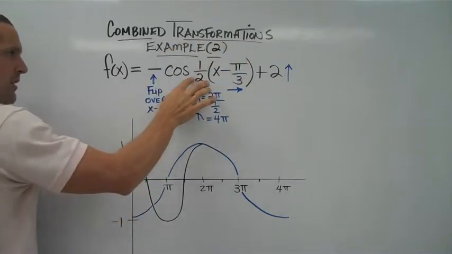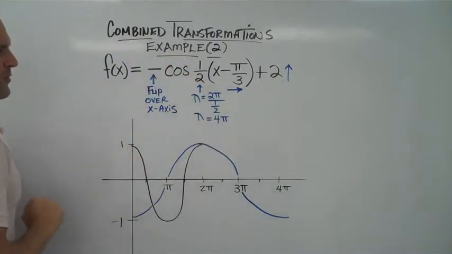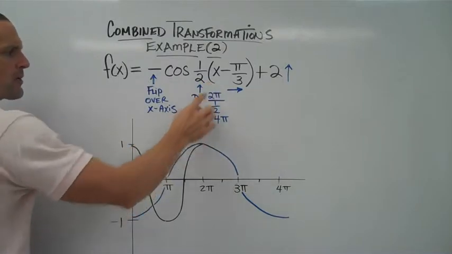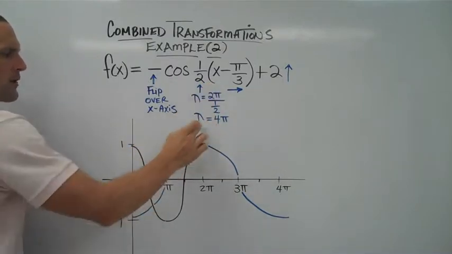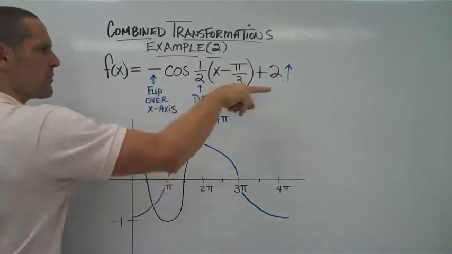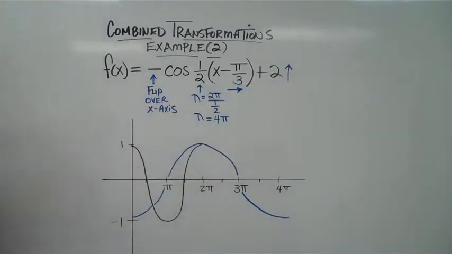So our b tells us that there are 1/2 cycles from 0 to 2 pi, and we know that our period is equal to 2 pi over b, so 2 pi over 1/2 is 4 pi. So 1 full cycle is 4 pi. A minus pi over 3 says move it this way, pi over 3, and a plus 2 for your d term says move it up 2.